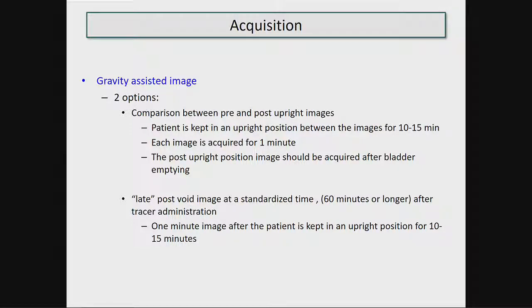The other way to do it is just obtain an additional late static image, a post-void image at a standardized time. It could be 60 minutes from tracer administration or perhaps later. This image should be acquired after the patient has been kept upright, so we get the gravity-assisted drainage, and it's a post-void image, so it's actually just one static image, a late image that you're assessing.